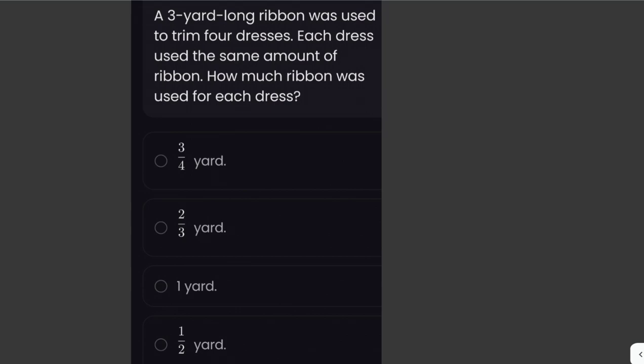A 3-yard long ribbon was used to trim 4 dresses. Each dress used the same amount of ribbon. How much ribbon was used for each dress? Now to solve this, you just have to divide the total length of the ribbon, which is 3 yards, by the number of dresses. So the answer here is 3/4 yard. In some cases, you can convert the measurement from yard to inches, and then you convert inches back to yards.